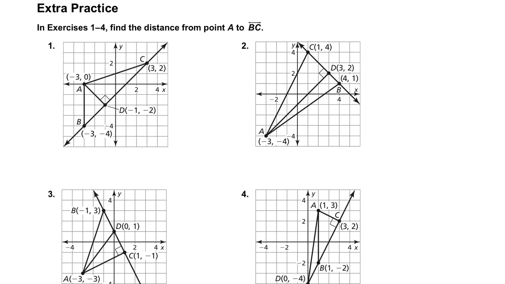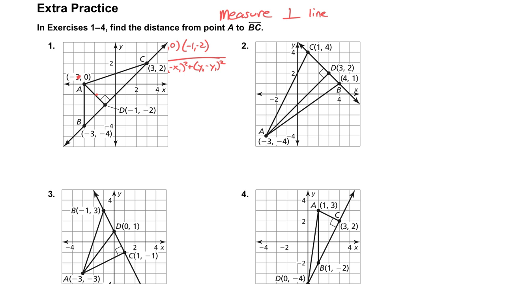So let's look at, I'm just going to do one of these. It says find the distance from point A to line BC. Again, I want to measure the perpendicular. So if I look at number one, A, and the perpendicular is D, I want to use the points -3, 0, and -1, -2. And I want to use my distance formula. I subtract my X values from each other and add the difference of my Y values, and those are squared.